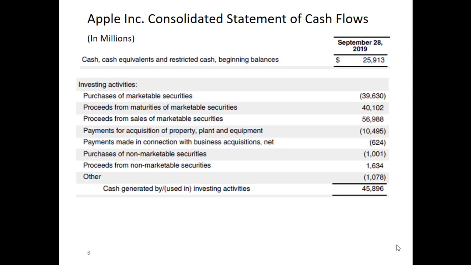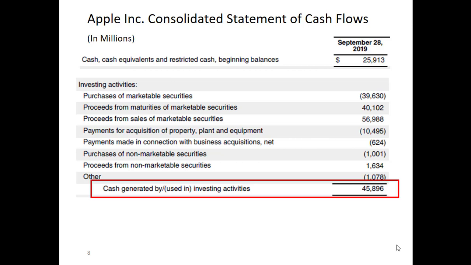When we look at investing activities, we can see that cash was either used up to purchase marketable securities or generated when those securities were sold. Similarly, other assets were either acquired or sold, which was a use or a source of cash. All told, Apple generated close to $46 billion in cash, largely from the sale of marketable securities.